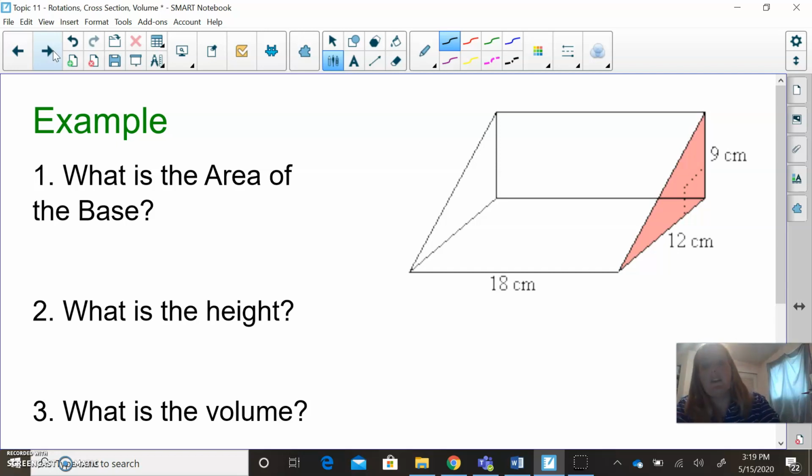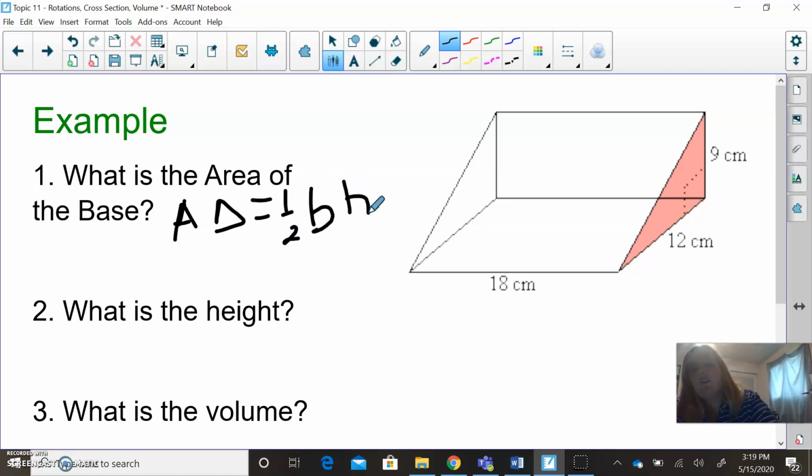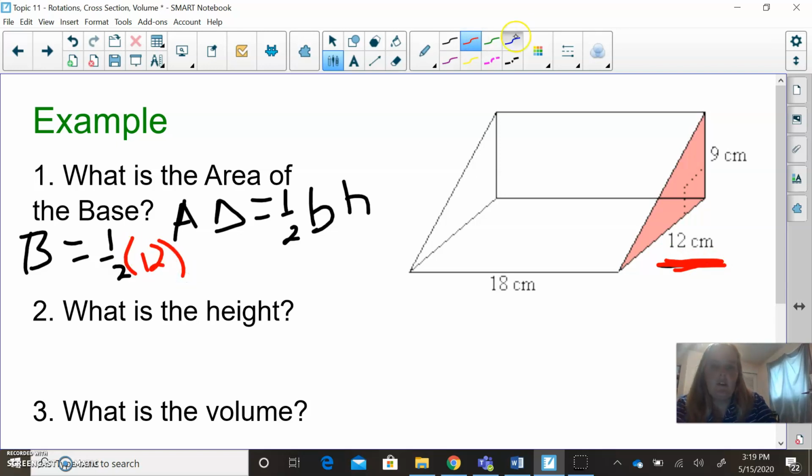And remember, area of a triangle is equal to 1/2 little b times the height. Okay, so this is going to be our big base. So big B is equal to 1/2, base is 12. Base is 12. 12 times 9 is the height. So times 9.